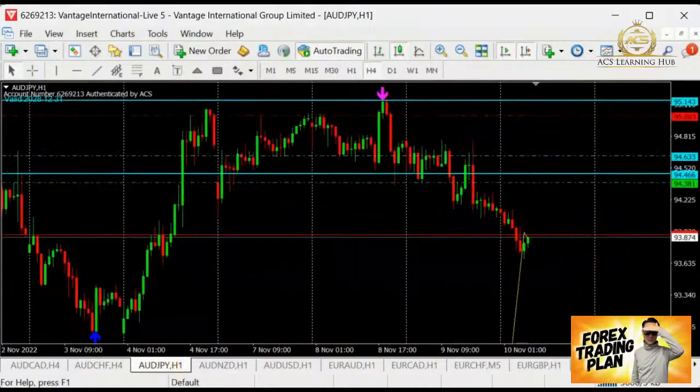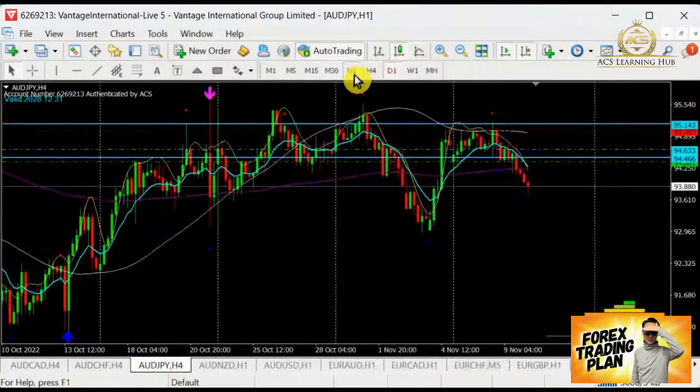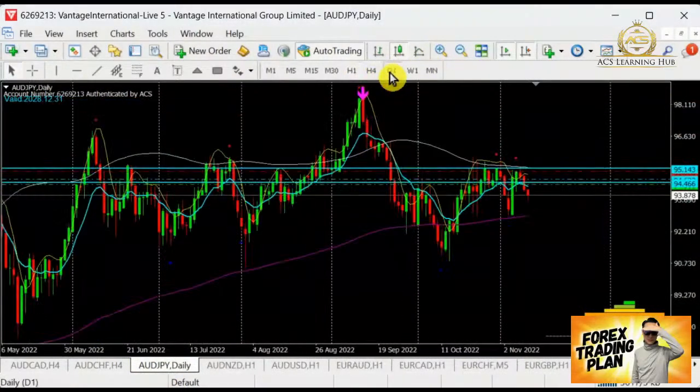Well, Aussie yen, let's take a look at Aussie yen. So Aussie yen over here, and tentatively, what I'm looking at is this point here. What we are going to do is that we are now into the selling.